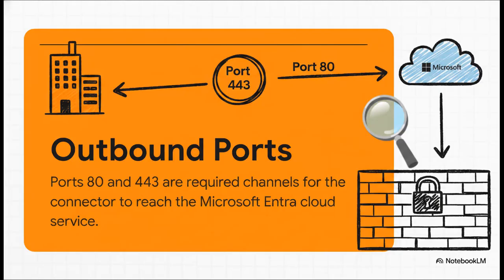I like to use an analogy here because it really helps. Think about your connector. It desperately needs to send messages to the Microsoft cloud, but it can't just shout into the void. It has to use very specific approved mail slots. And for our connector, those mail slots are outbound ports 80 and 443. If your firewall comes along and seals those slots shut, well, your connector is totally isolated. It can't send a thing.